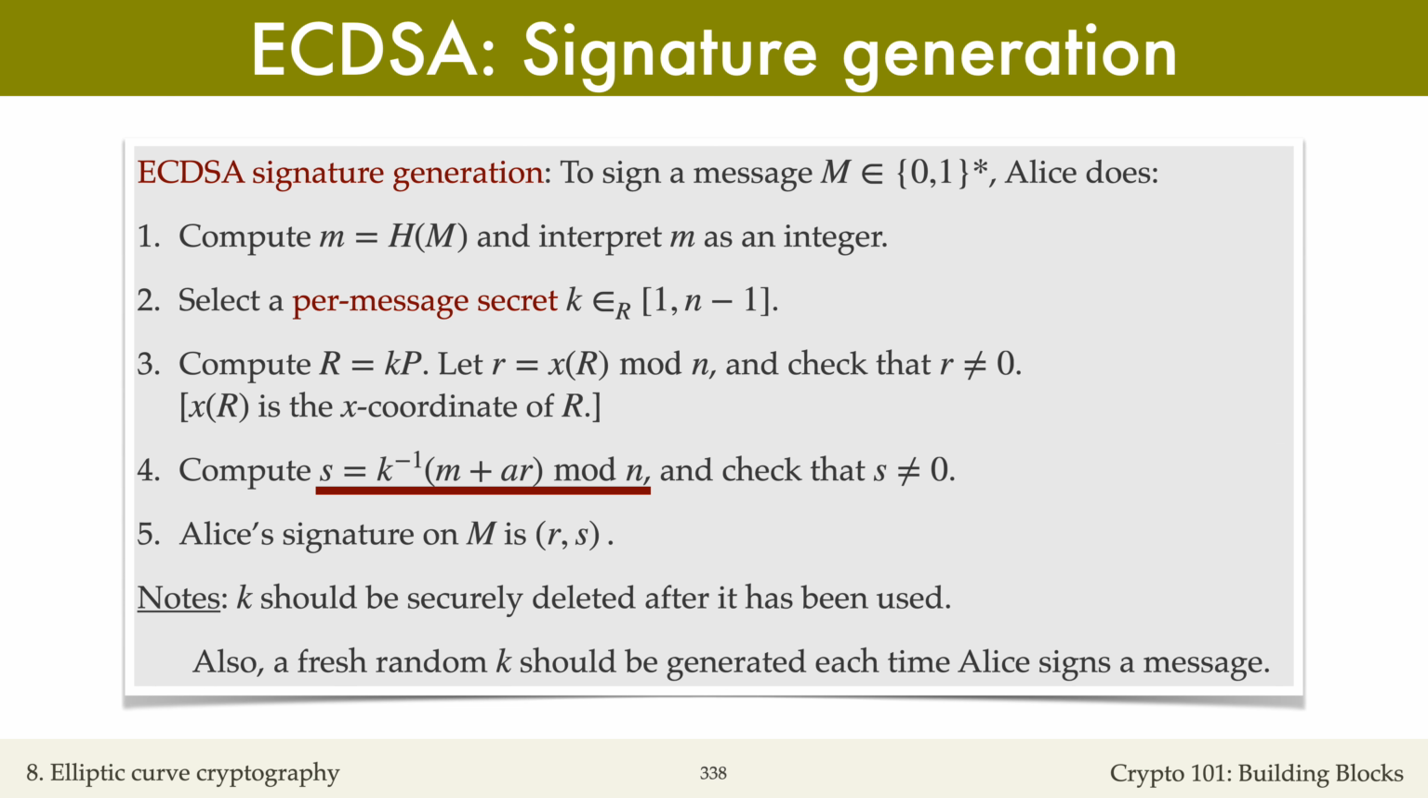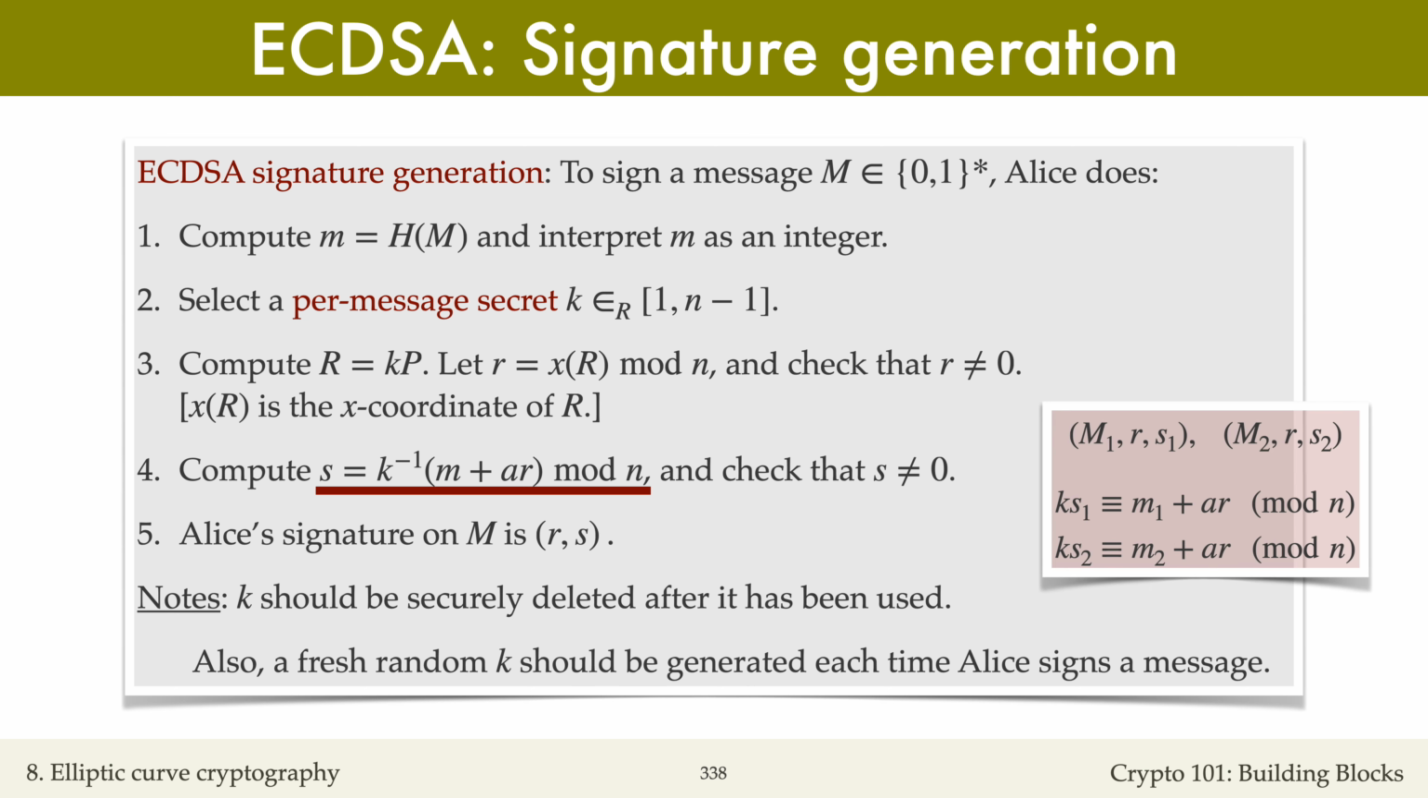It's also important to note that a fresh random k should be selected each time Alice signs a message. Suppose that Alice signs two messages, M1 and M2, using the same per-message secret k. Suppose also that the adversary learns the messages M1 and M2, and also their signatures (r, s1) and (r, s2). Notice that the signatures have the same first component because Alice used the same per-message secret k to sign both messages, and k determines r.